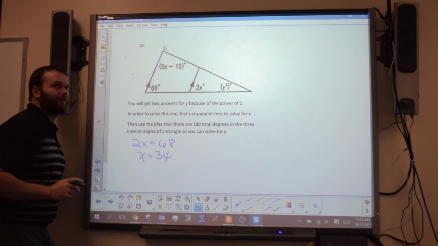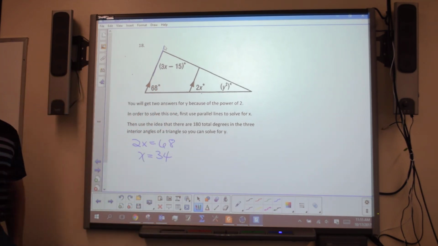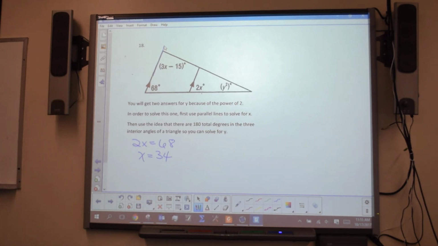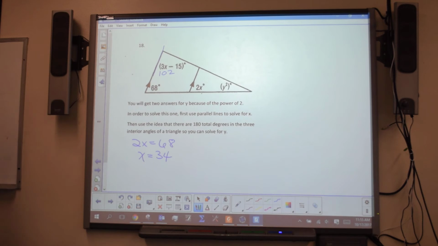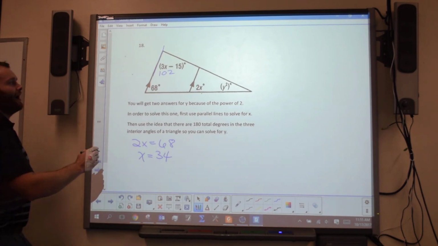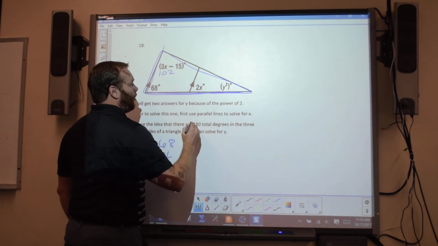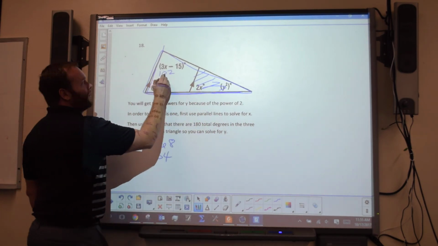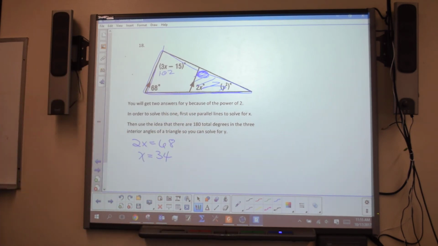What's 3 times 34? What's 3 times 4? 12. What's 3 times 30? 90. Add those together, you get 102. Okay, so that angle is 102. Now if we look at this triangle, or even that triangle there, because if that's 102, is this angle right here also 102? Yeah, so we've got corresponding angles there.